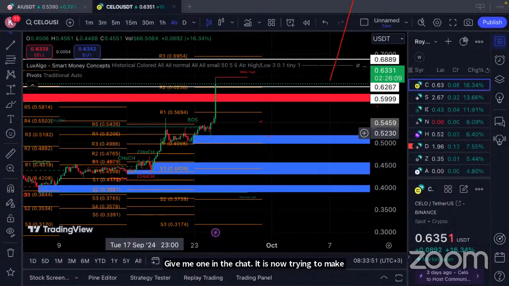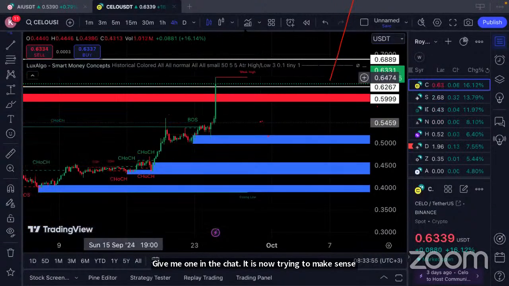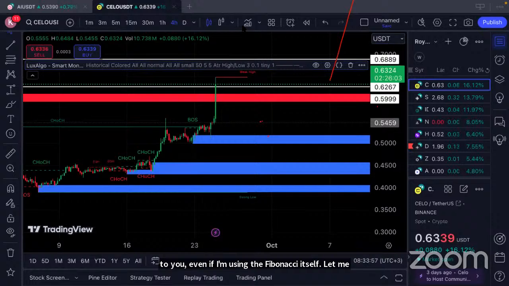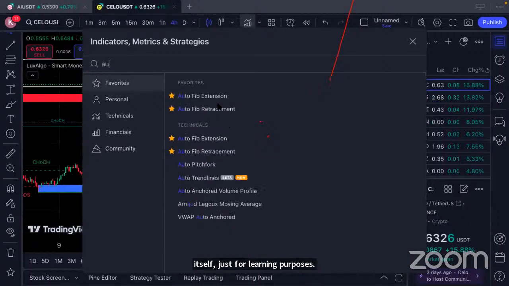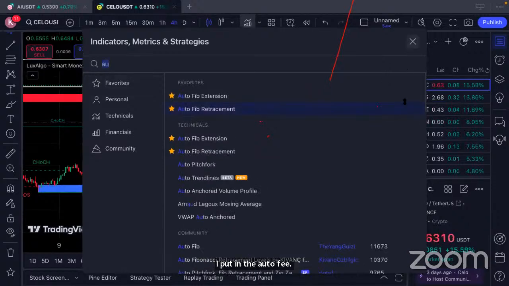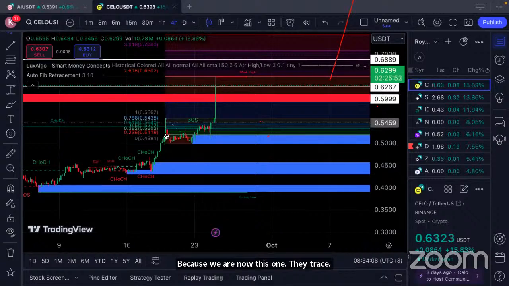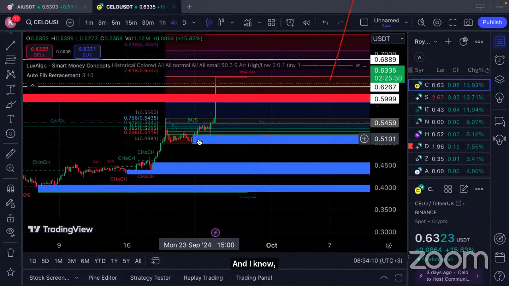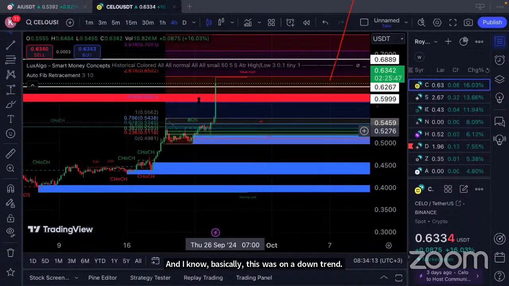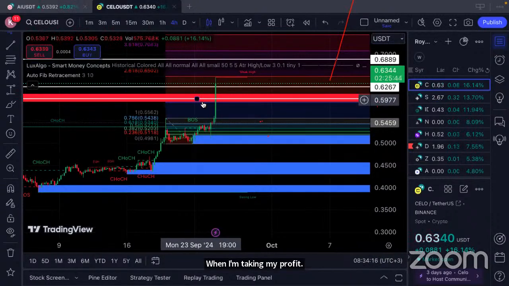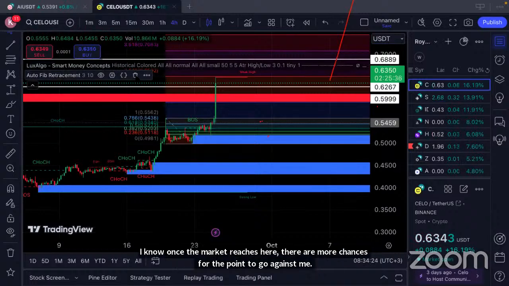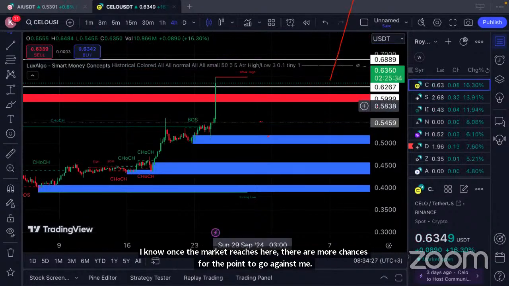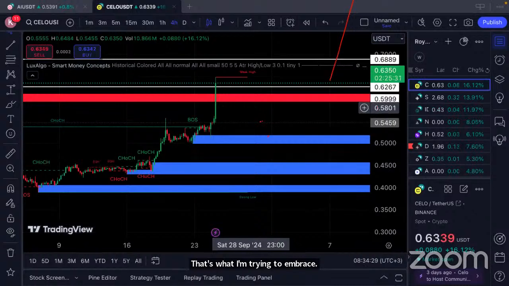Even if I'm using the Fibonacci itself, let me delete this one. If I'm using this plus the Fibonacci itself, just for learning purposes, I put in the auto Fibonacci, the retracement. And I know basically, okay, this was on a downtrend. When I'm taking my profit, I should not exceed this red area, because I know once the market reaches here, there are more chances for the coin to go against me. That's what I'm trying to impress, although we shall later combine indicators. Give me one in the chat if it's getting clear.